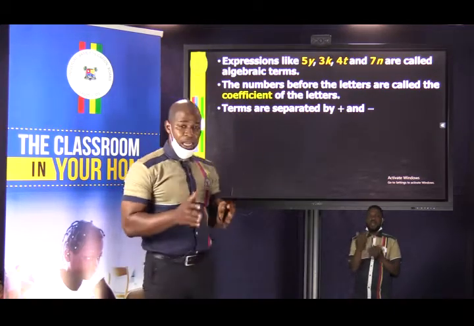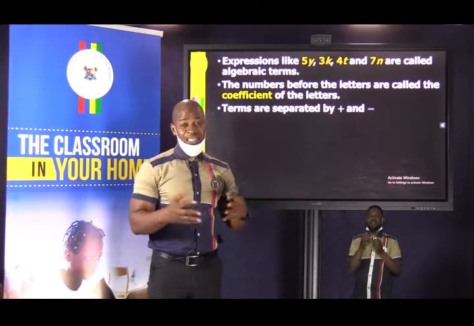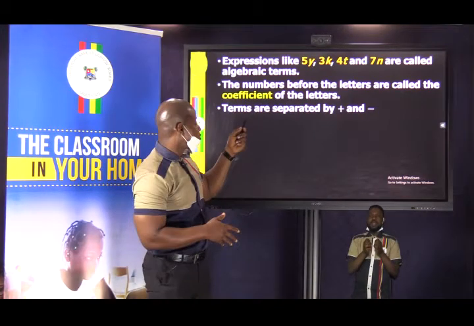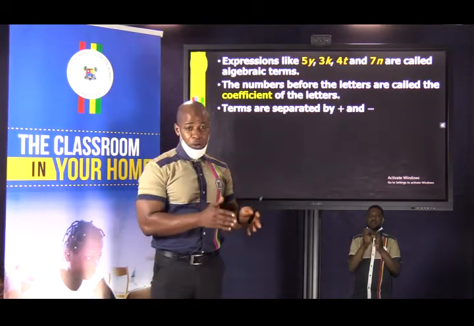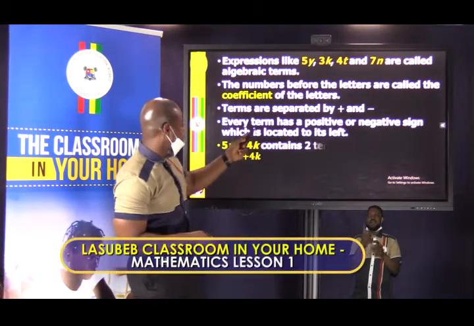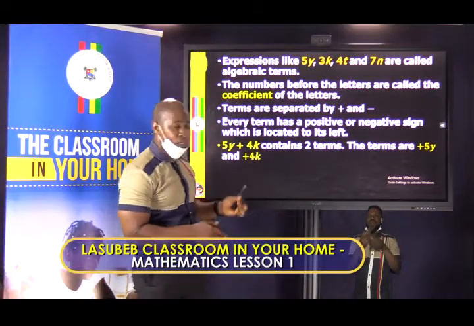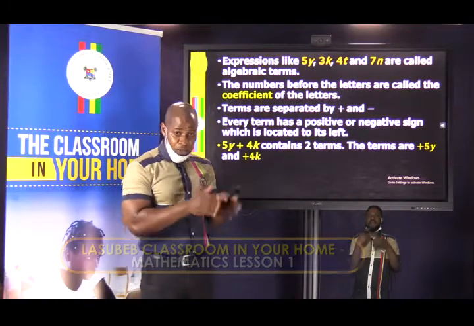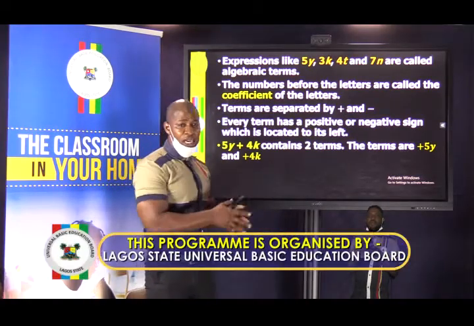Now, in an algebraic expression, or indeed in any expression, the terms of the expression are separated by plus and minus. So for example, every term has a positive or negative sign, and that positive or negative sign for the term is located on the left side of the term.